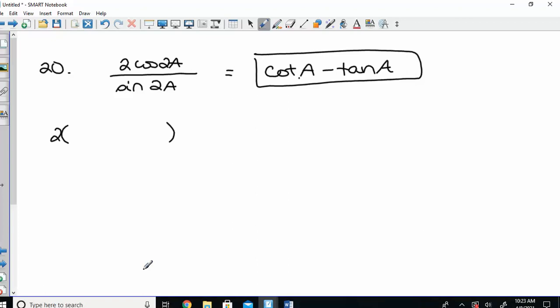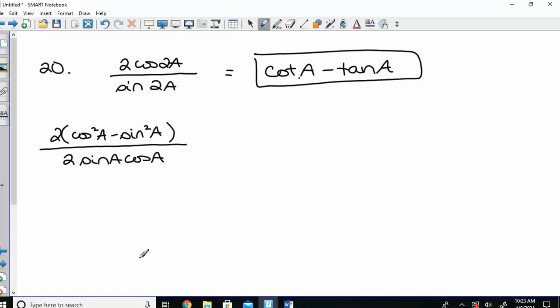Look at where we're going. I want a cotangent and a tangent. That involves sine and cosine. So let's pick a formula that involves sine and cosine. Cosine squared A minus sine squared A. Sine 2A, there's only one option. 2 sine A cosine A.